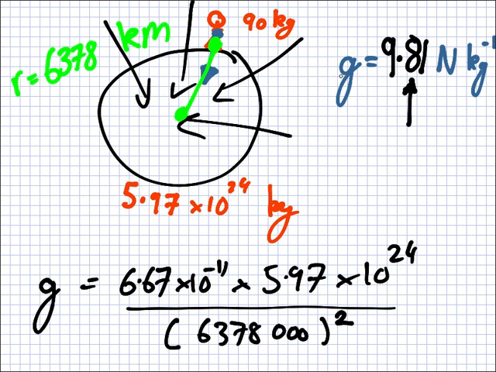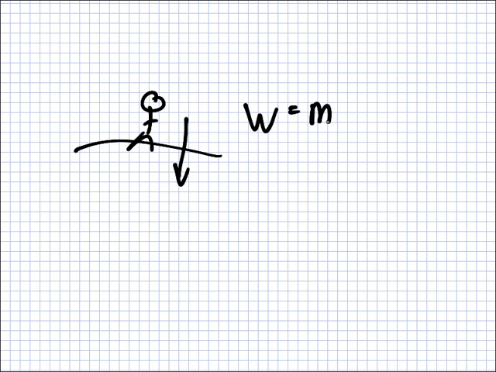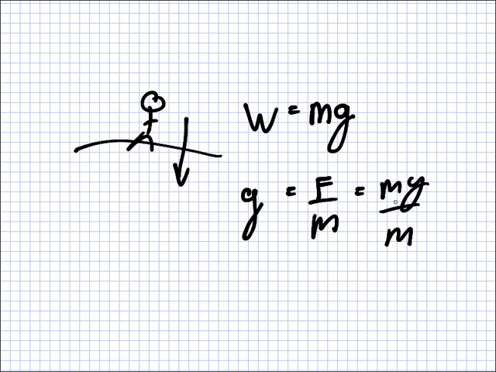In fact, that's not a coincidence, because another way you could have got the answer, you have a formula for weight, don't you? And that's equal to mg. And we said the gravitational field is equal to F over m, but the F is the weight, so that's mg over m. So in other words, the gravitational g and the acceleration g have the same value on the surface of the Earth.